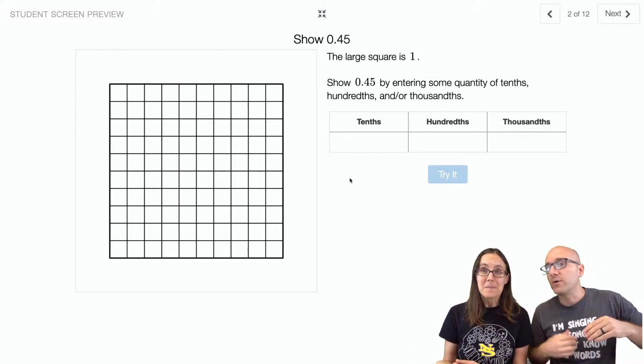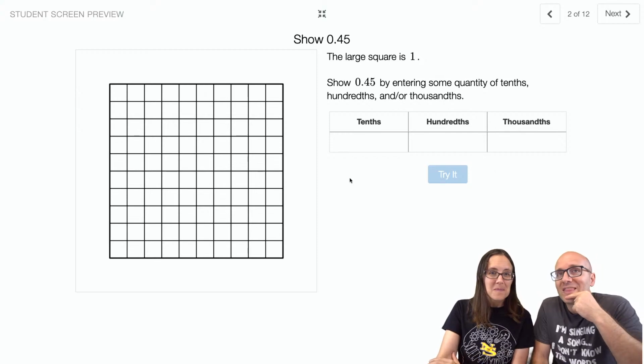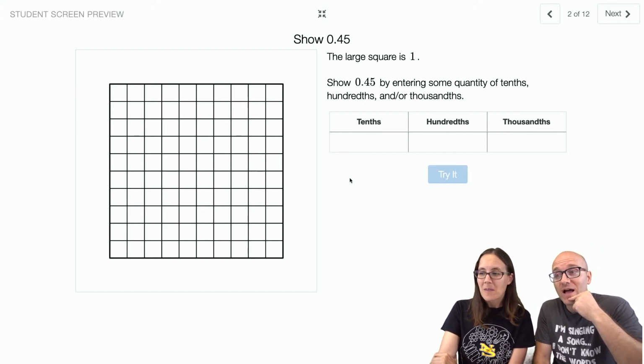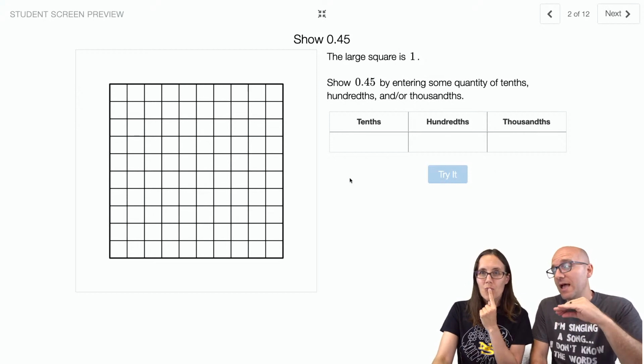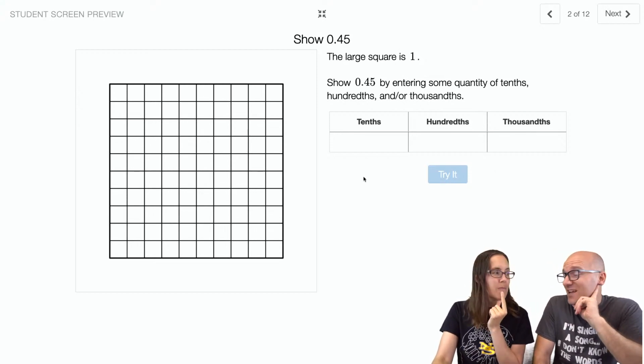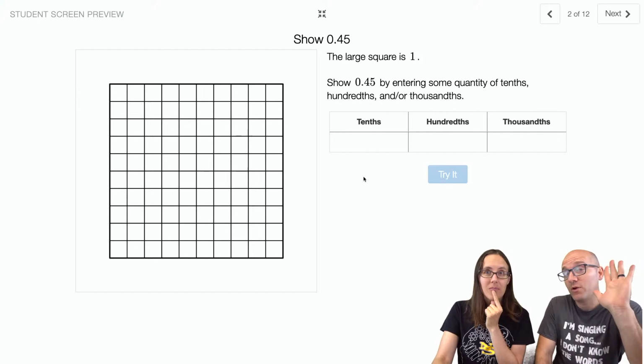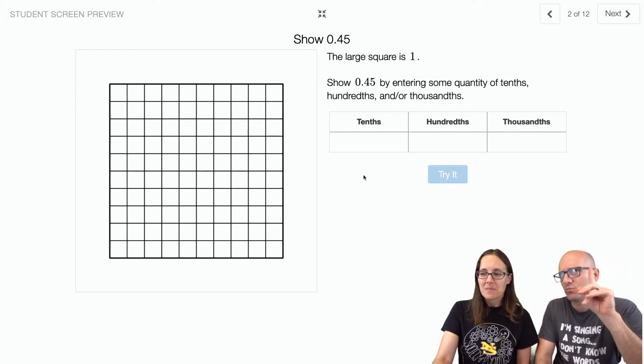That's right. So in this question, show 0.45 by entering some quantity of tenths, hundredths, and or thousandths. And on this one, there's not a unique answer. It turns out there's more than one way to do this, but we'll discover that.